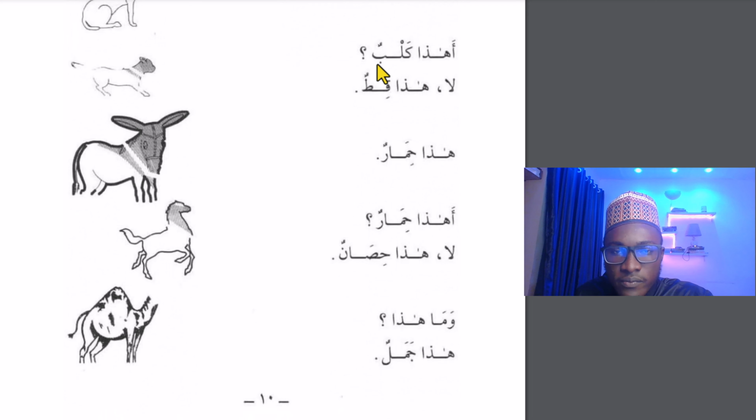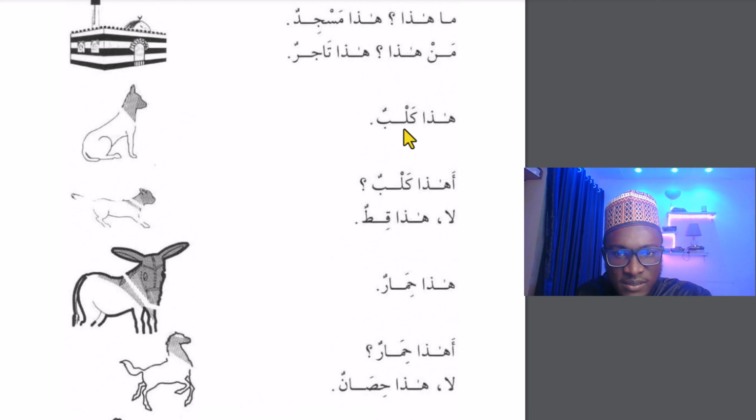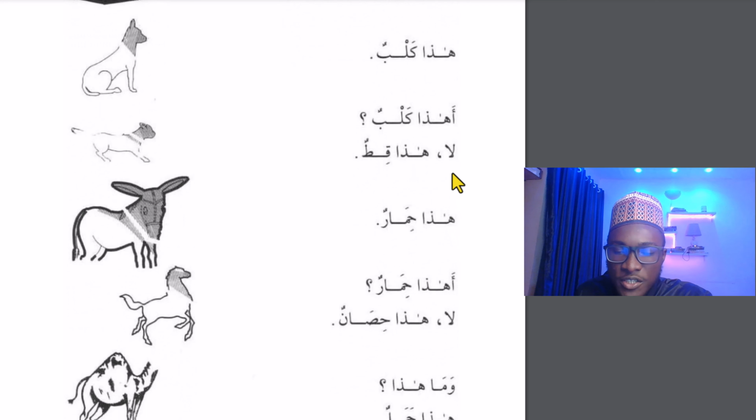Ahadha kelbun, is this a dog? Like you can see again, hamzatul istifhamiyya in front of the sentence. You can see it is from this sentence, there is no question mark there because it's just a clause. Now I say hadha kelbun, this is a dog. Simple. Now he's trying to ask, ahadha kelbun, is this a dog? Now response, la, hadha kittun, no, this is a cat.